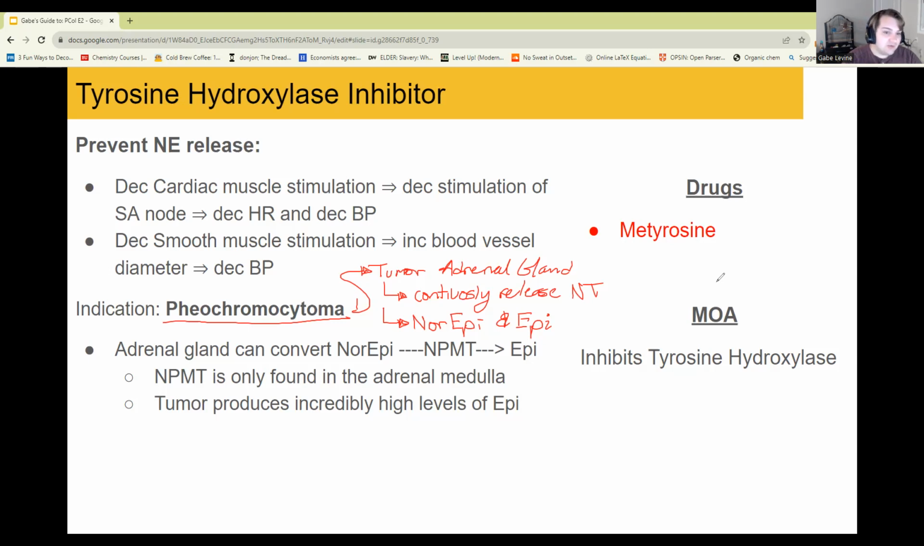So are you going to really use it in hypertension because, you know, the heart is going a little bit too quickly? No. This is a pretty systemic drug. It's going to affect a lot. Does that make sense? Anyone have questions about metyrosine?